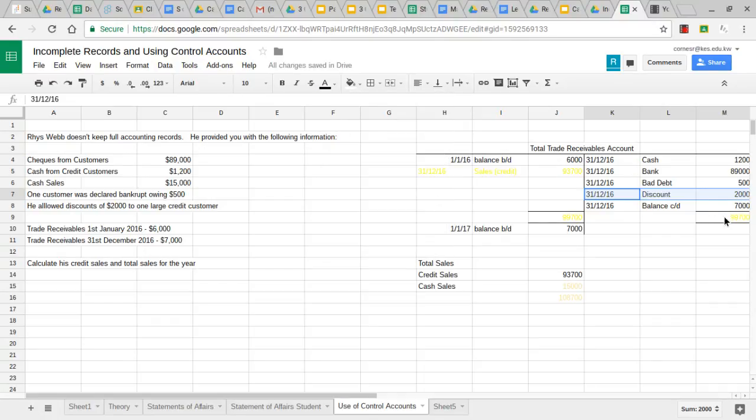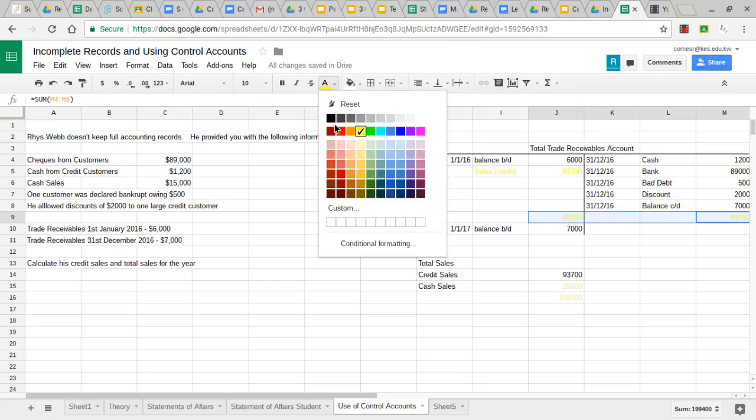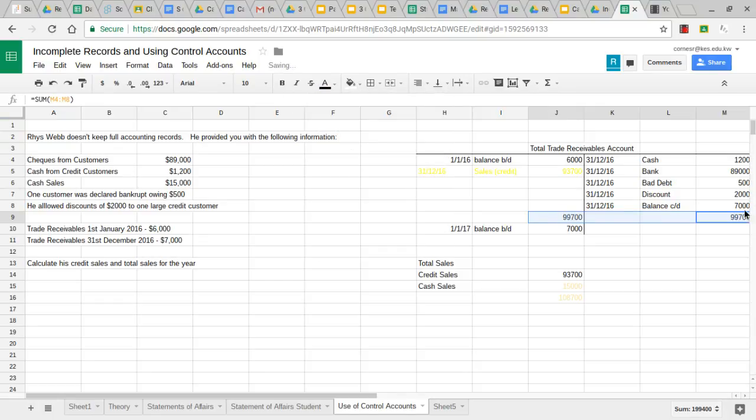And what we now know is that the credit side of the control account adds up to 99,700, and we know that the debit side should be 99,700. So we can work out the actual credit sales by subtracting 6,000 from 99,700, and hopefully that will come to 93,700. So it's like a normal control account.